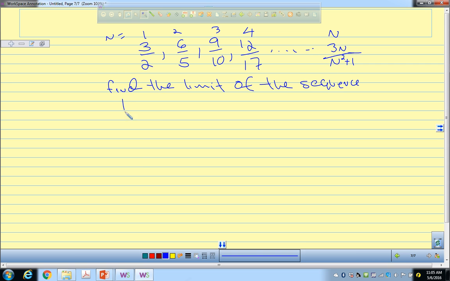So then all you have to do is find the limit as n goes to infinity of 3n over n squared plus 1. What's that limit equal to? 0. 0, right? The answer isn't always 0, and I'm going to show you that in a minute. So this one goes to 0 because the degree of the bottom is bigger than the degree of the top, right? Can you see that?